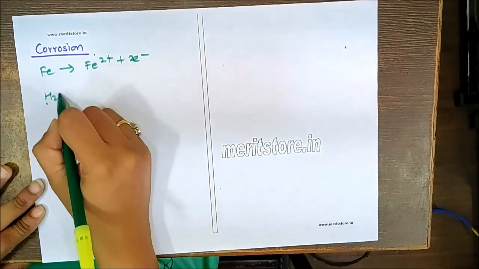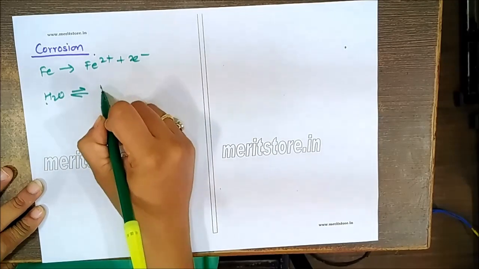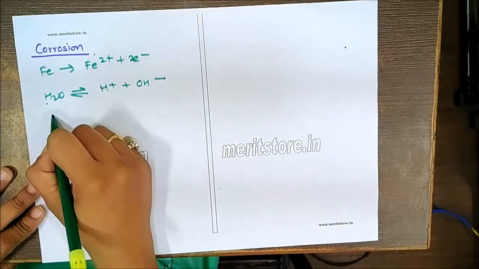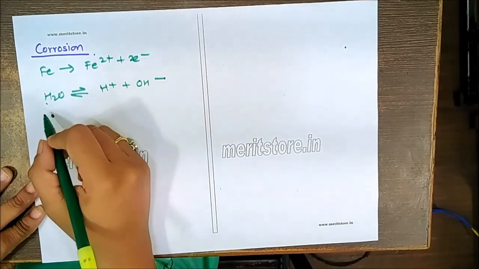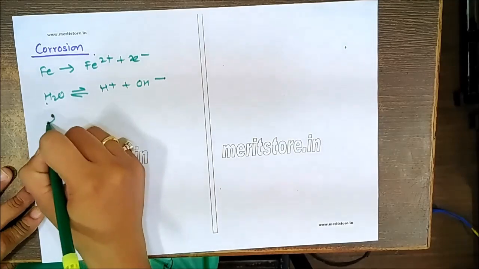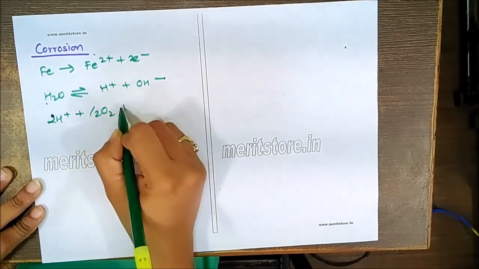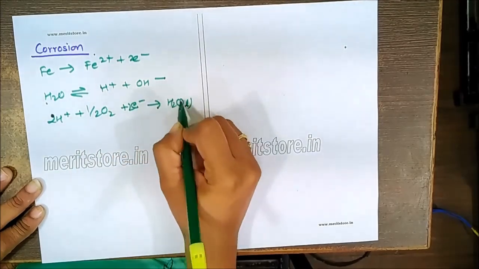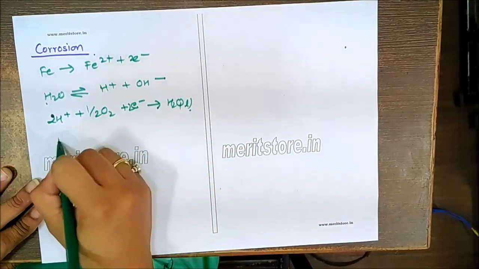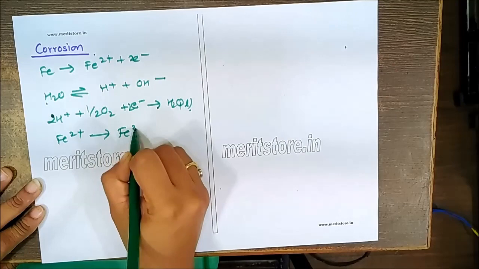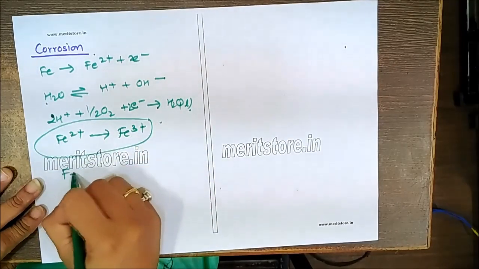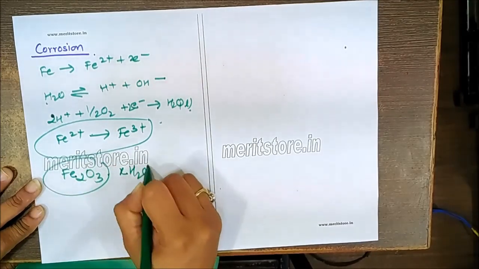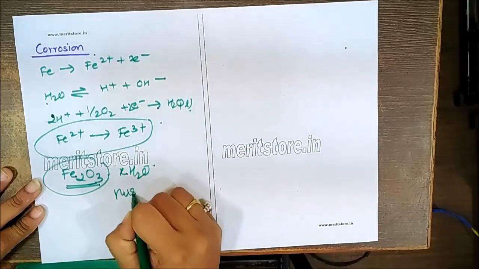Now water in acidic media will dissociate into H plus and OH minus. This H plus and OH minus is generating water in this case. So twice H plus plus half O2 from the atmosphere will gain two electrons to generate water. So this Fe turning to Fe2 plus will further turn to Fe3 plus, and this Fe3 plus will turn to Fe2O3. The hydrated form of this Fe2O3 is called rust.